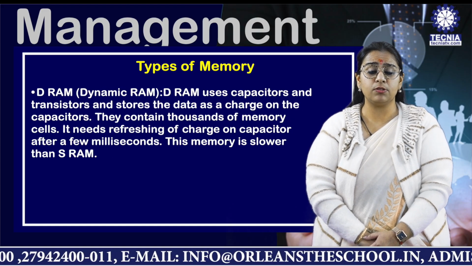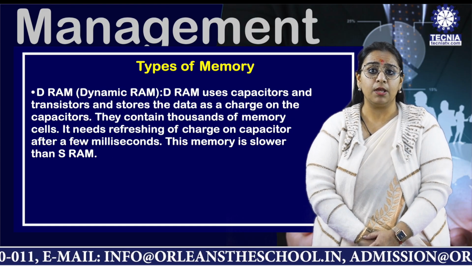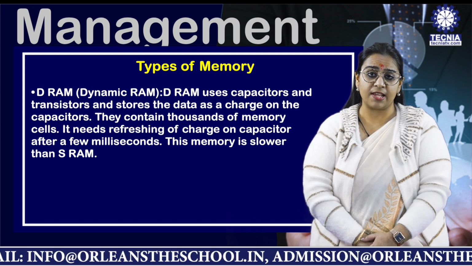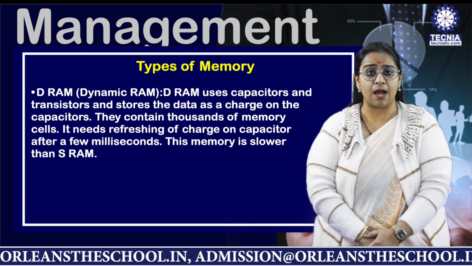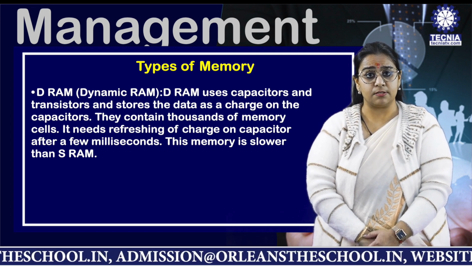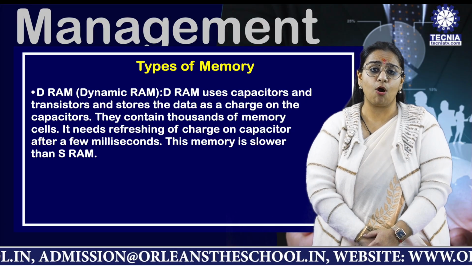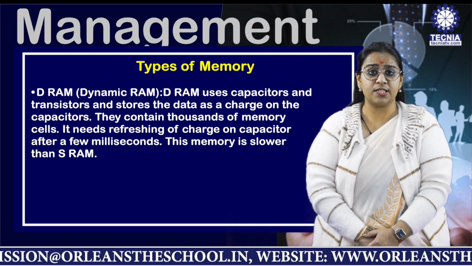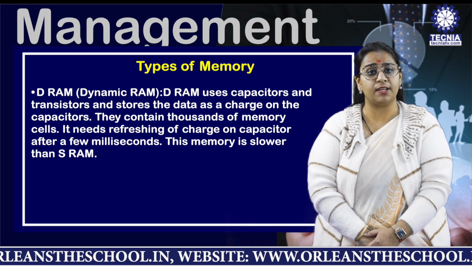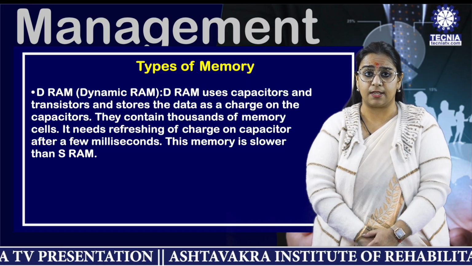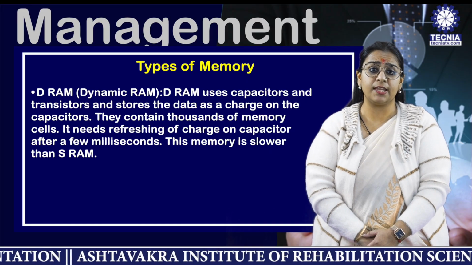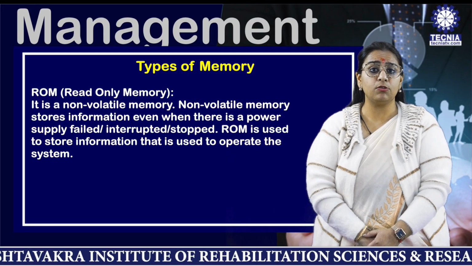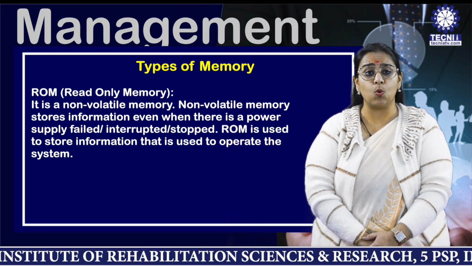Now we'll talk about the dynamic RAM, that is DRAM. It uses capacitors and transistors and stores the data as charge on the capacitors. They contain thousands of memory cells. Each cell requires refreshing of charge on the capacitor after a few milliseconds. This memory is slower than SRAM. Now we'll talk about ROM, which is read-only memory.